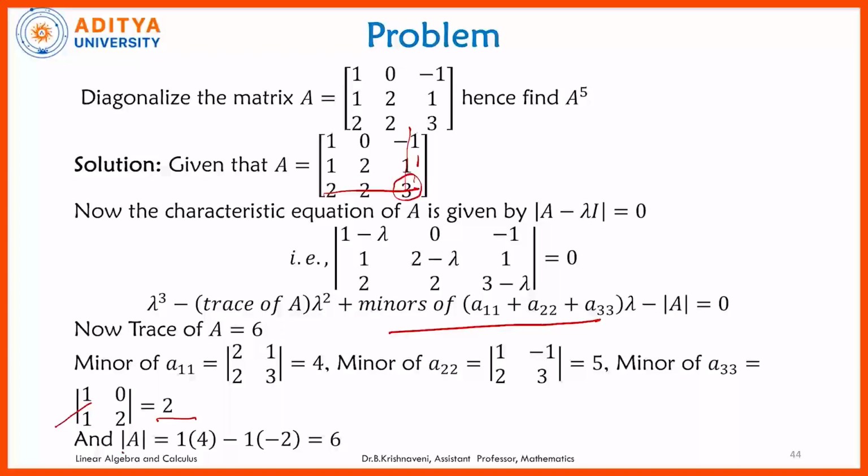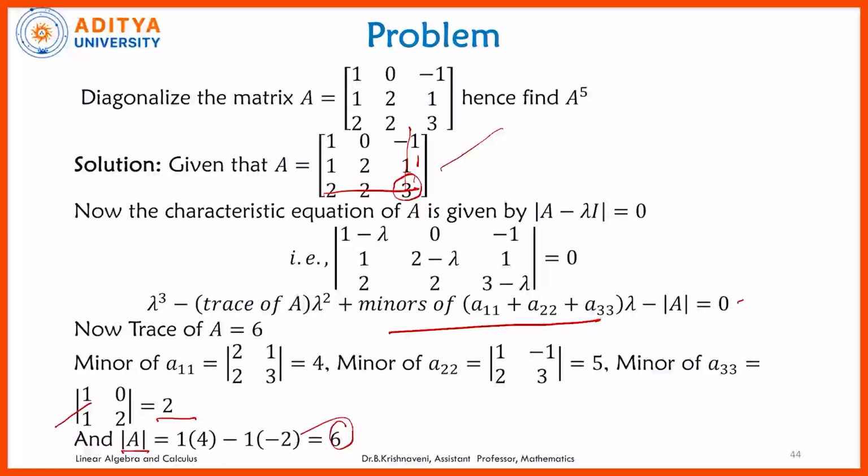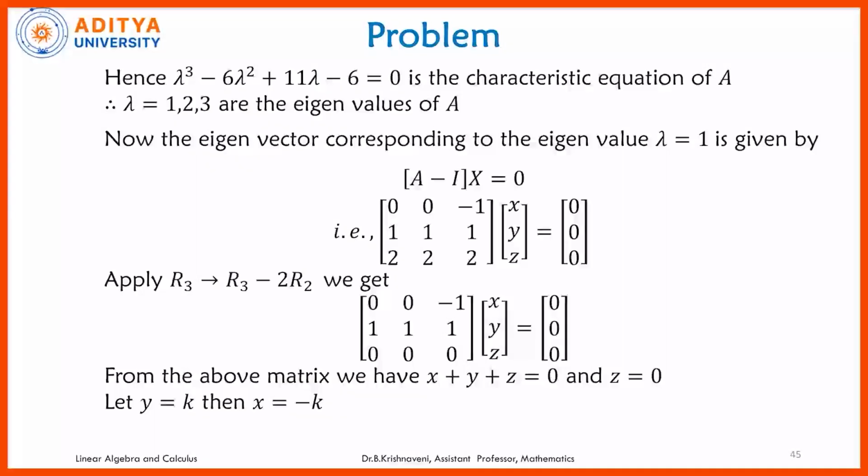And finally we need to find the determinant of A. After calculating the 3 by 3 matrix determinant, we got det of A equal to 6. Now substitute all these values in the equation; the characteristic equation is lambda cubed minus 6 lambda squared plus 11 lambda minus 6 equal to 0. On solving this, we get the roots 1, 2, 3, which we call the eigenvalues of A. So we got the eigenvalues for the given matrix A.